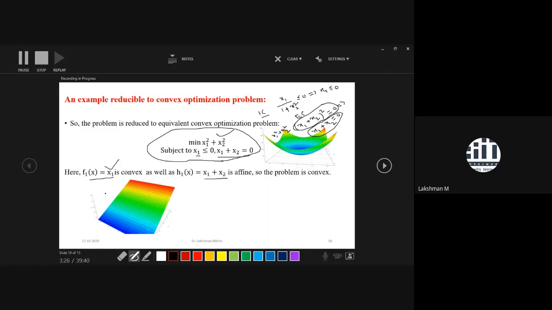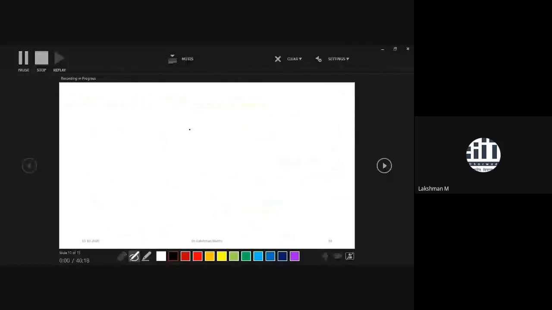And this is the plot of the function f1 of x equal to x1. That means x2 varying freely. So it is a line. It is a plane. A plane always happens to be a convex function. Now again, if you are willing to plot the equality constraint x1 plus x2, again it is a plane. So a plane is again an affine function. Always happens to be an affine function. So nice. That's where this problem is a convex optimization problem. So you have to do all these little modifications in order to reduce into a convex optimization problem.